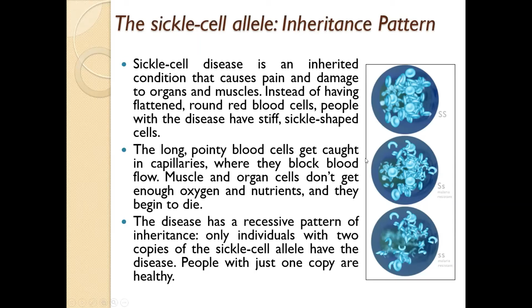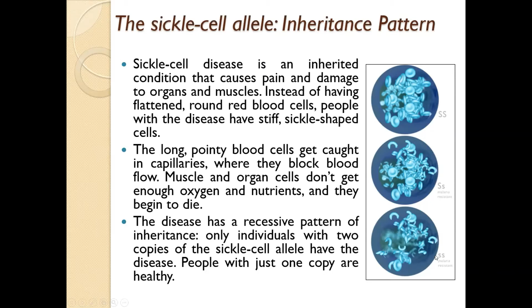They can get caught in the capillaries where they block blood flow. Muscle and organ cells don't get enough oxygen and nutrients, and they begin to die. So that is the biggest problem here. The disease has a recessive pattern of inheritance. Only individuals with two copies of the sickle cell allele have the disease.